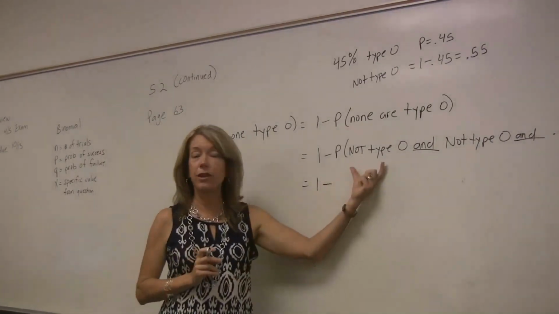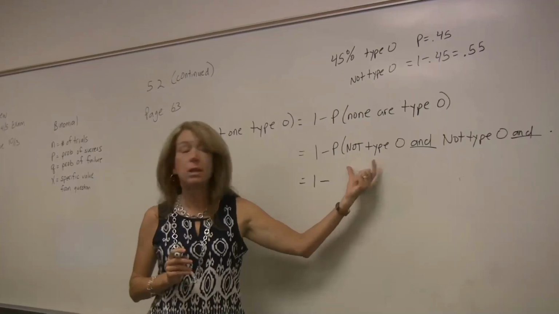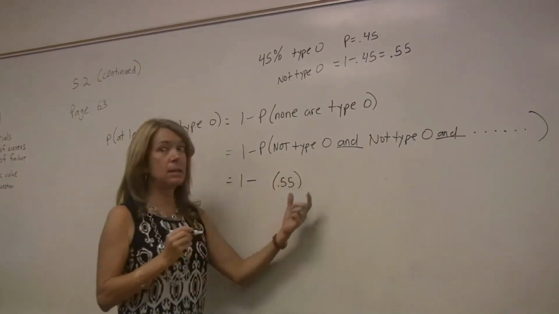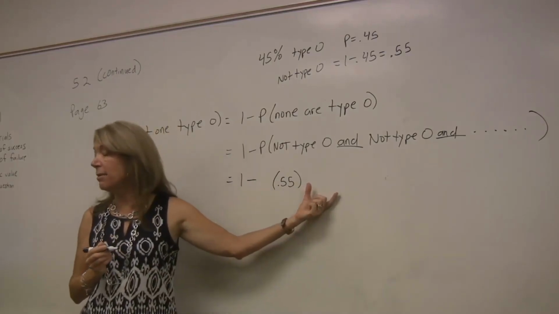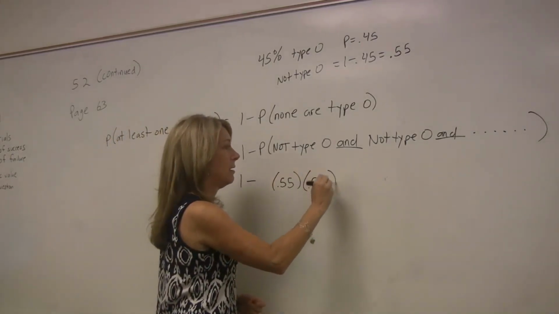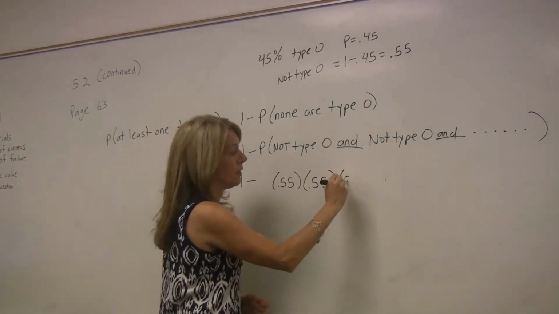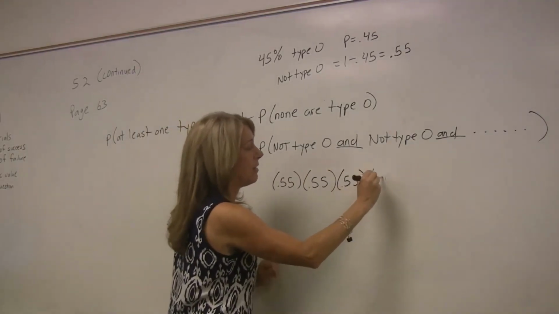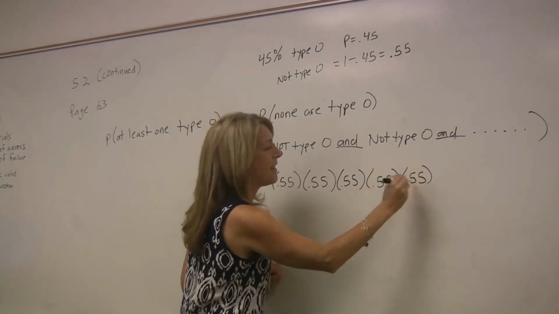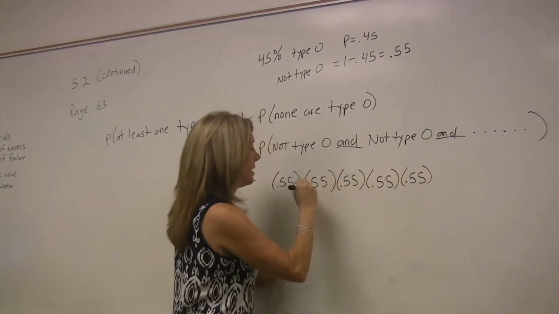So what's the probability the first person is not type O? 0.55. And the probability the next person's not type O? 0.55. And the next one? 0.55. And the fourth one, 0.55. And the fifth one, try to change the numbers on me.